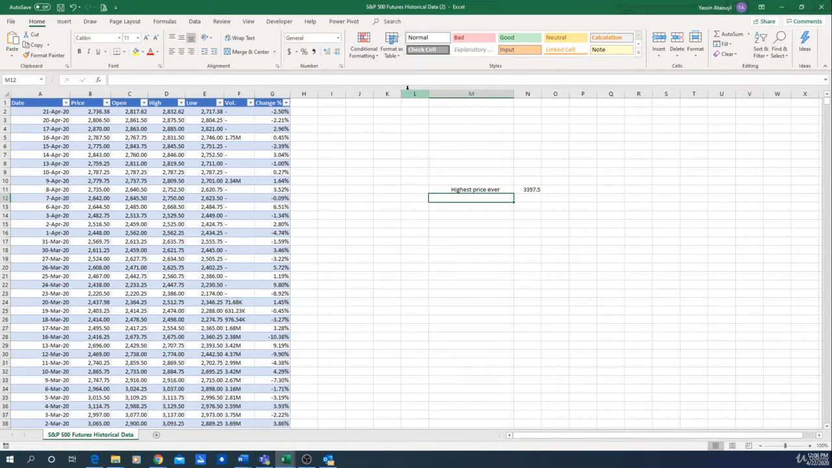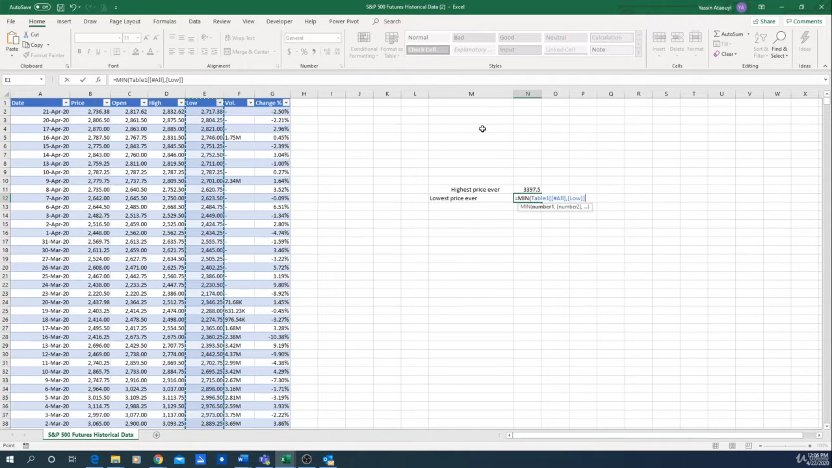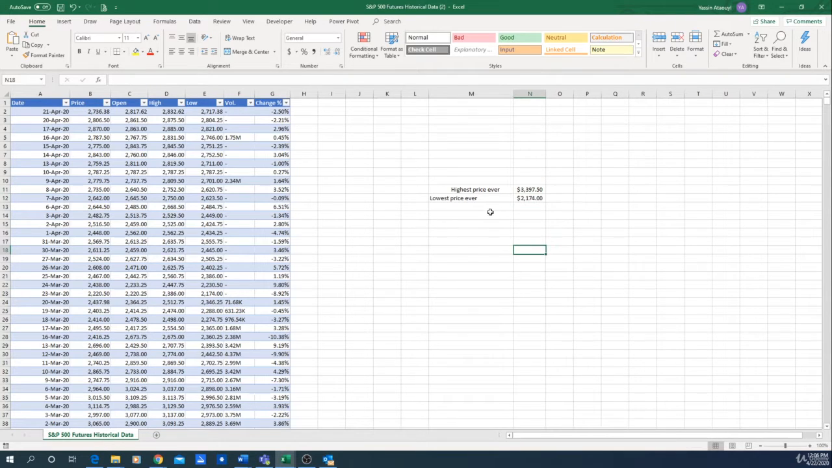We'll do the exact same thing for the lowest price ever, since we are also looking for this. The way we'll calculate it is exactly the same, but in this case, we'll use another formula, which is the min. So very simple, we'll simply select all the lowest prices and click on enter. As you can see right now, we have our highest price, which is $3,397, and our lowest price, which is $2,174. All those prices are in dollars, so simply put on a dollar sign.